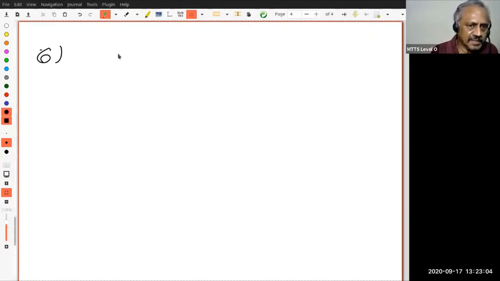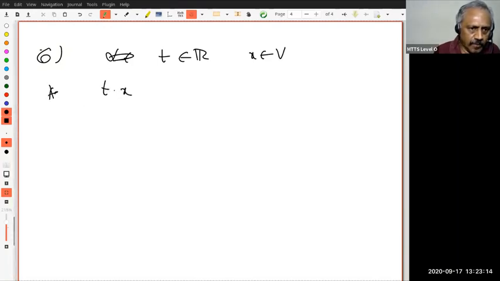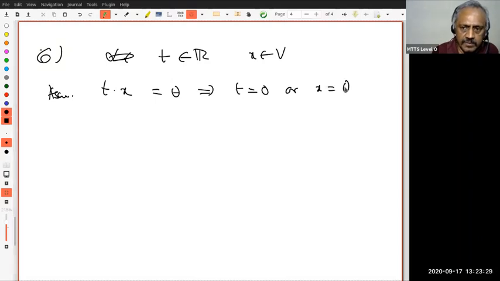Now what does it say? Suppose t is a scalar and x is a vector, and also assume t dot x equal to 0. Then I want to claim either t is 0 or x is the 0 vector. A scalar multiplied by a vector is a 0 vector. That means either the scalar is 0 or the vector is 0.